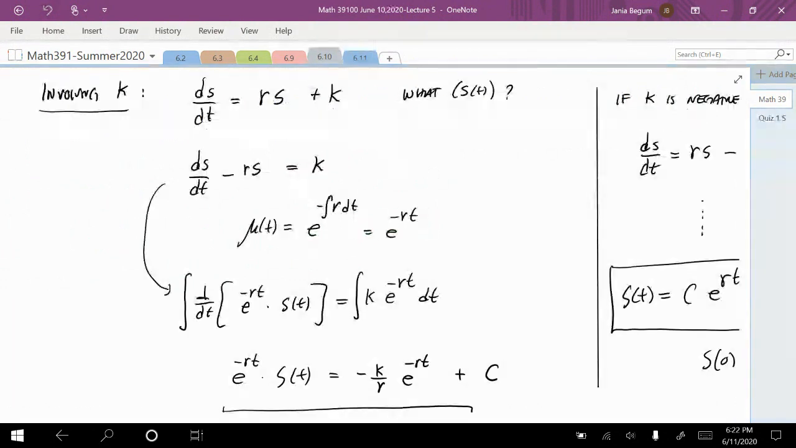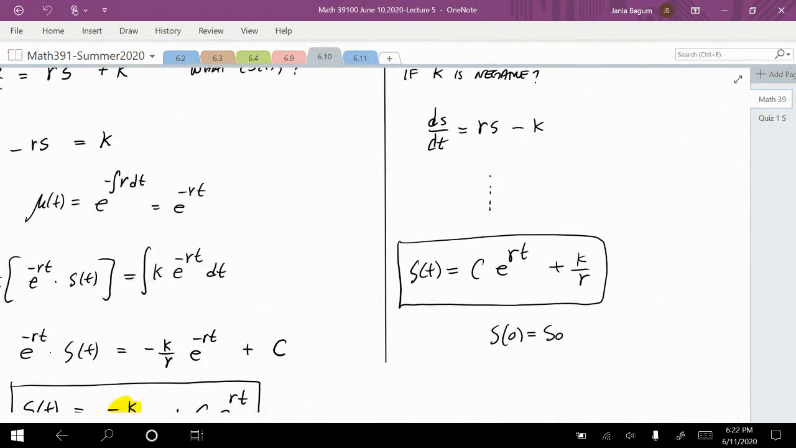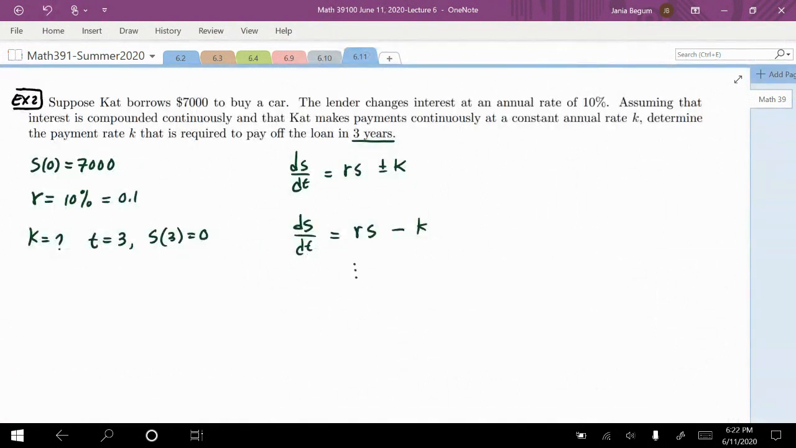So if you go back to our notes, if k is negative, then this is the differential equation. This is the solution we have. So I'm just going to go ahead and use that instead of deriving. So our function s of t is going to be c e to the rt plus k over r. Okay, and now let's plug in the initial condition.